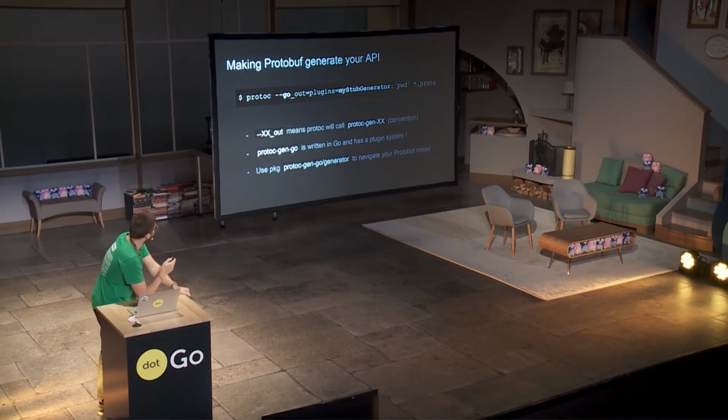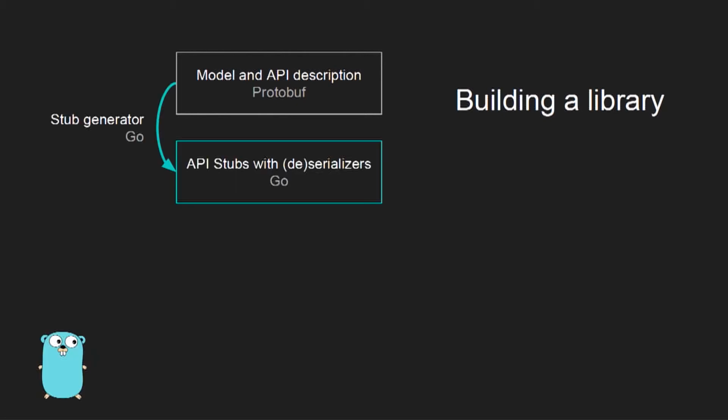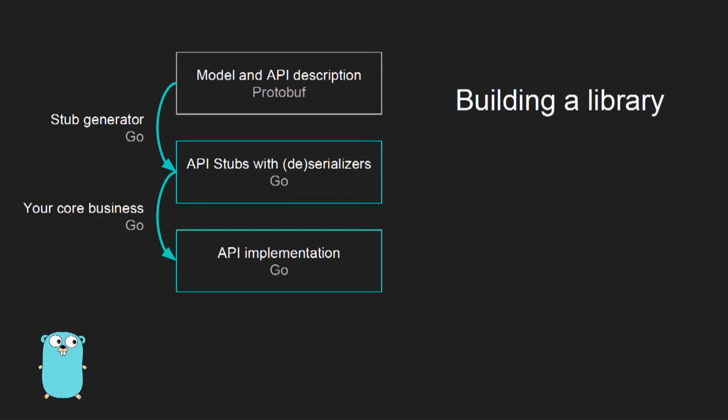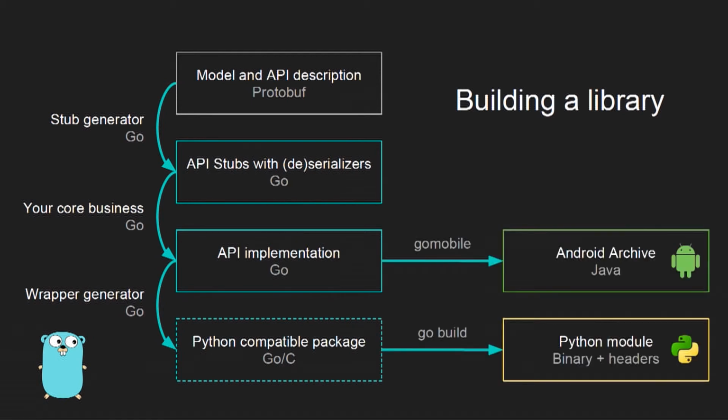So if I recap, basically, you start from a model and API description in protobuf, and you can write a stub generator in Go that will produce some API stubs in Go. And then from those stubs, you will implement your logic, so your core business. And then you will have your API implementation. If you annotate it and write a wrapper generator in Go, well, you will have a Python-compatible package, which is Go plus C files. And from those source code, you will have the opportunity to use the standard Go tools to produce both an Android archive and a Python module.